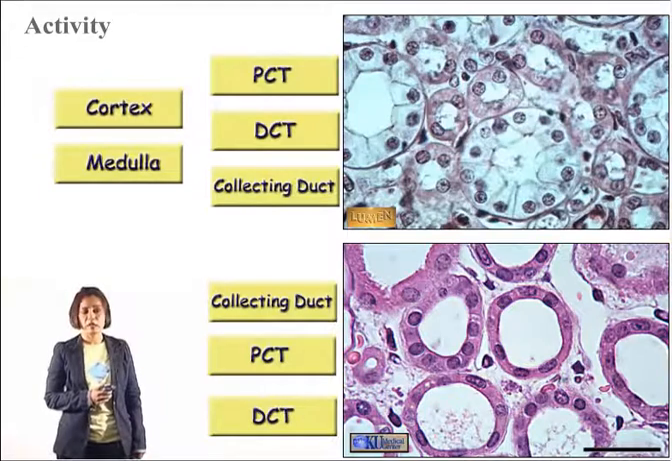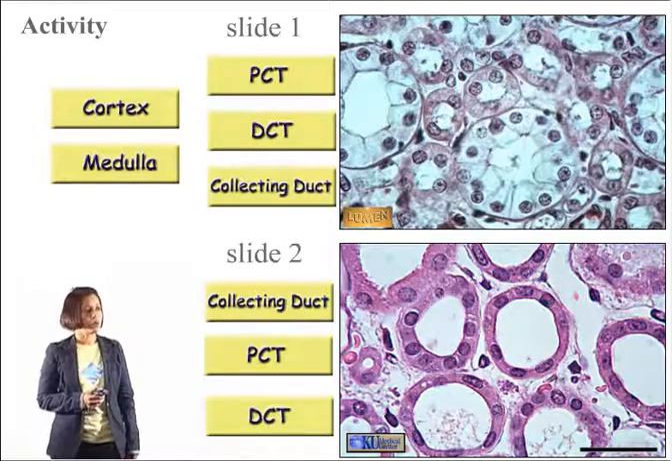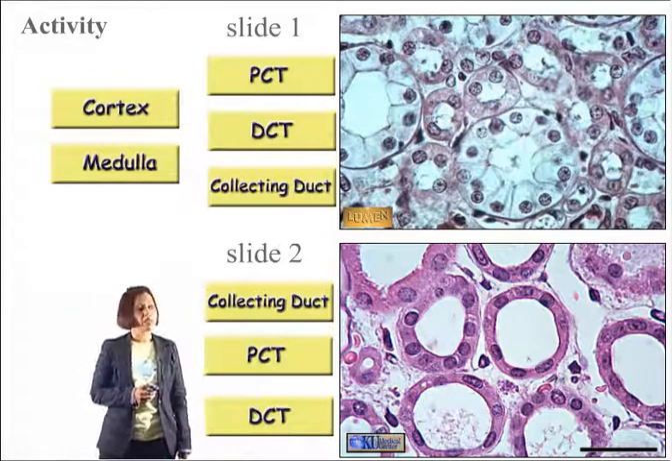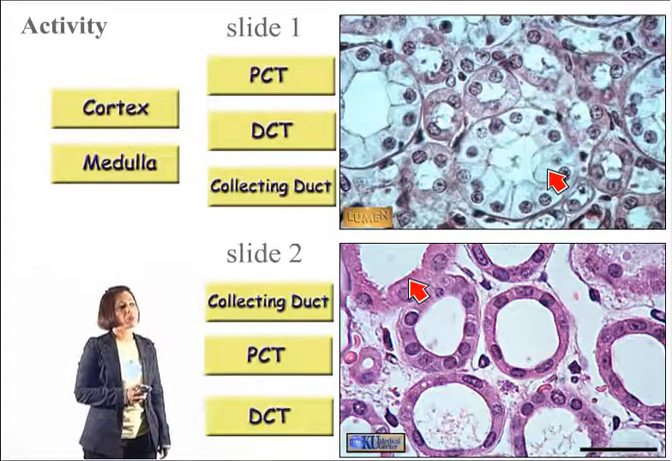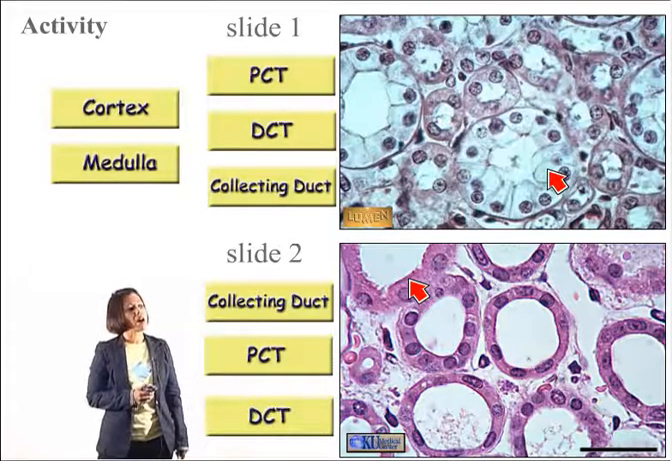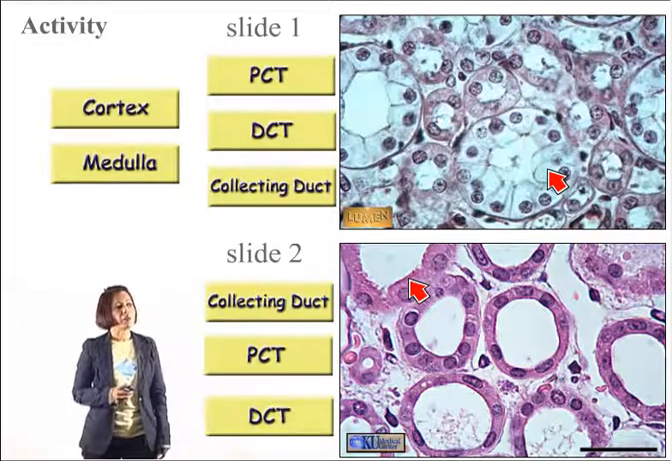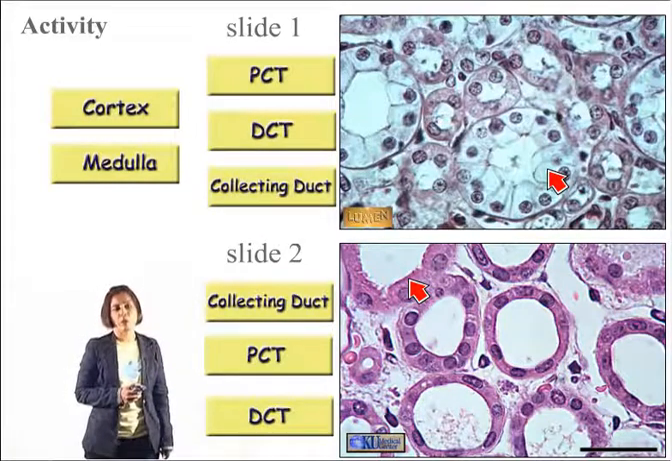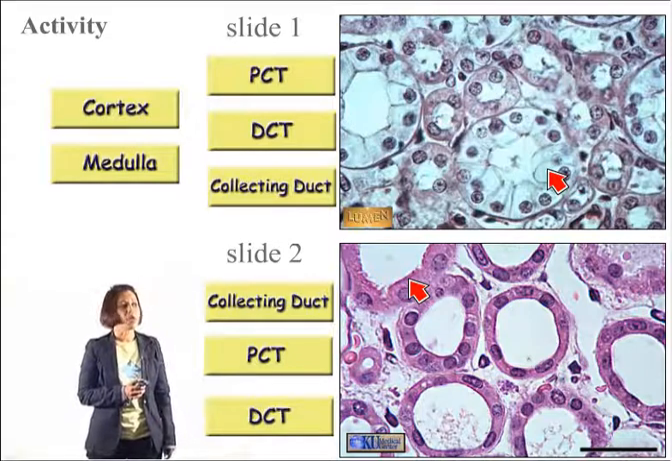Now here I have a little activity for you, and what you have here are two slides, slide 1 and slide 2. What I would like you to do for slide 1 is first identify what the arrow is pointing to. So identify whether it's a PCT, DCT or collecting duct, and then identify whether the image belongs to the cortex or the medulla. In the lower image, identify what structure the arrow is pointing to. Now I will pause for a minute, and after you're done identifying, I'd like you to hit the play button just below me, and then we can resume the video.